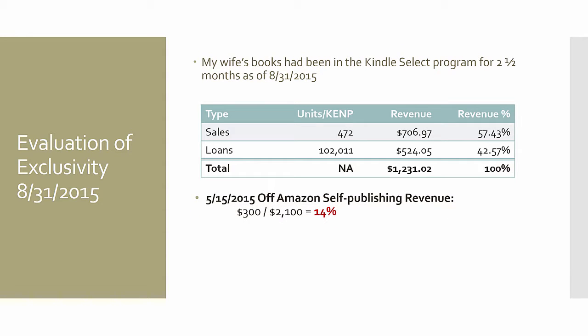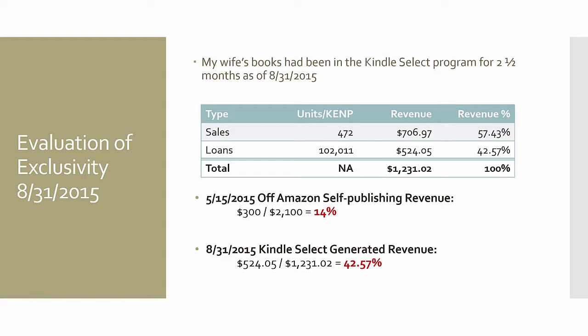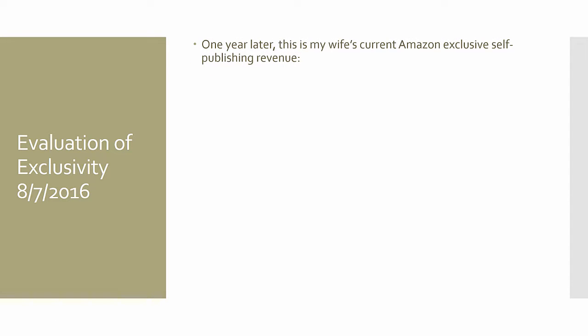Now remember, we're trying to compensate for 14% of our revenue that we lost by going exclusive with Amazon. And as of 8/31, we're talking about 42.57% that we're generating through Kindle Select programs. Now, if that's not enough, let's update that to today. 1 year later, this is my wife's current Amazon exclusive publishing revenue.